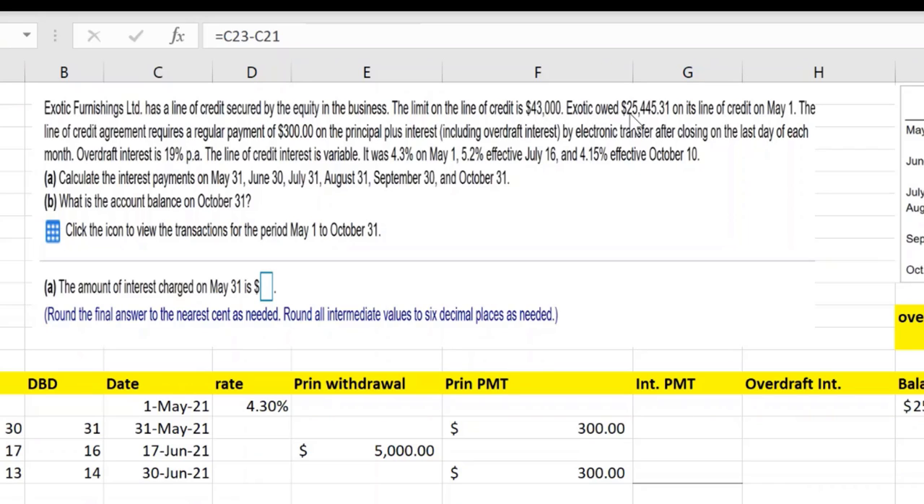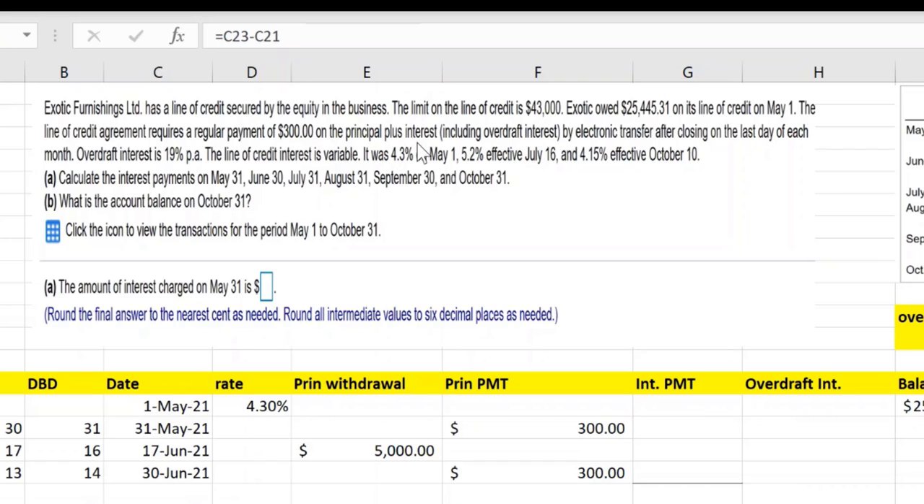Exotic owed $25,445.31 on its line of credit on May 1st. The line of credit agreement requires a regular payment of $300 on the principal plus interest. So what this means is that you actually pay $300 on the principal every month, so the full amount of $300 is paid off of the loan.